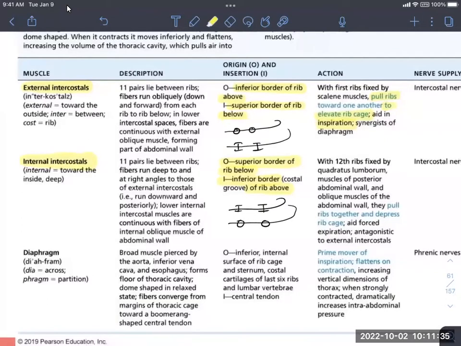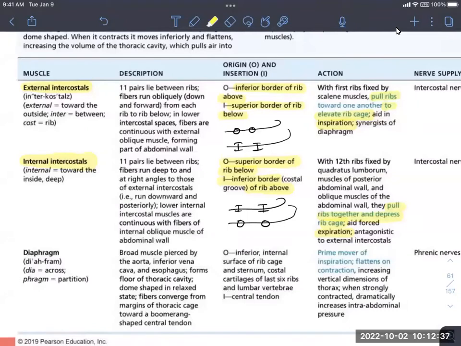Their action: internal intercostals help with expiration. So they are going to pull the ribs together and depress the rib cage.